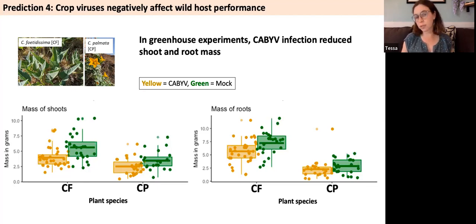We let our plants grow until they were 2 months old, and then we collected the data on their size. Here, the two plots are separated by the mass of shoots or the mass of roots. The y-axis is the mass in grams and the x-axis indicates which plant species the bars represent. Here, the yellow bars are for CABYV-infected plants, and green are for mock or sham inoculated plants. So they are not infected with CABYV.